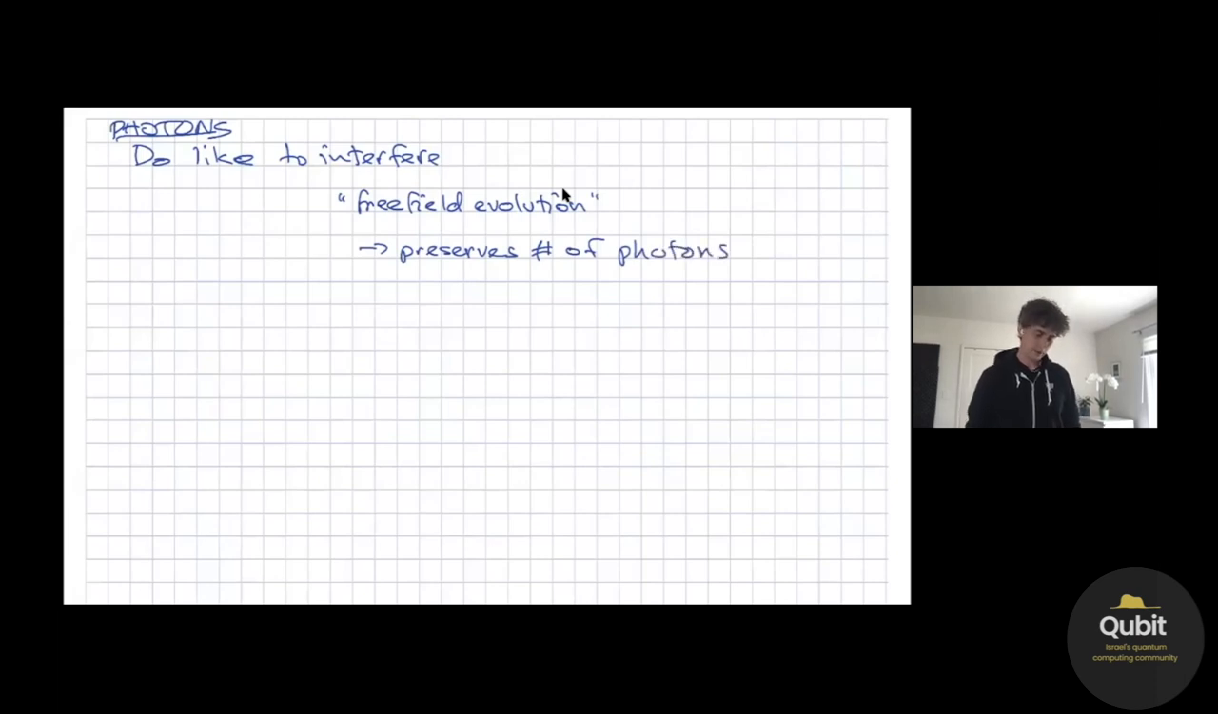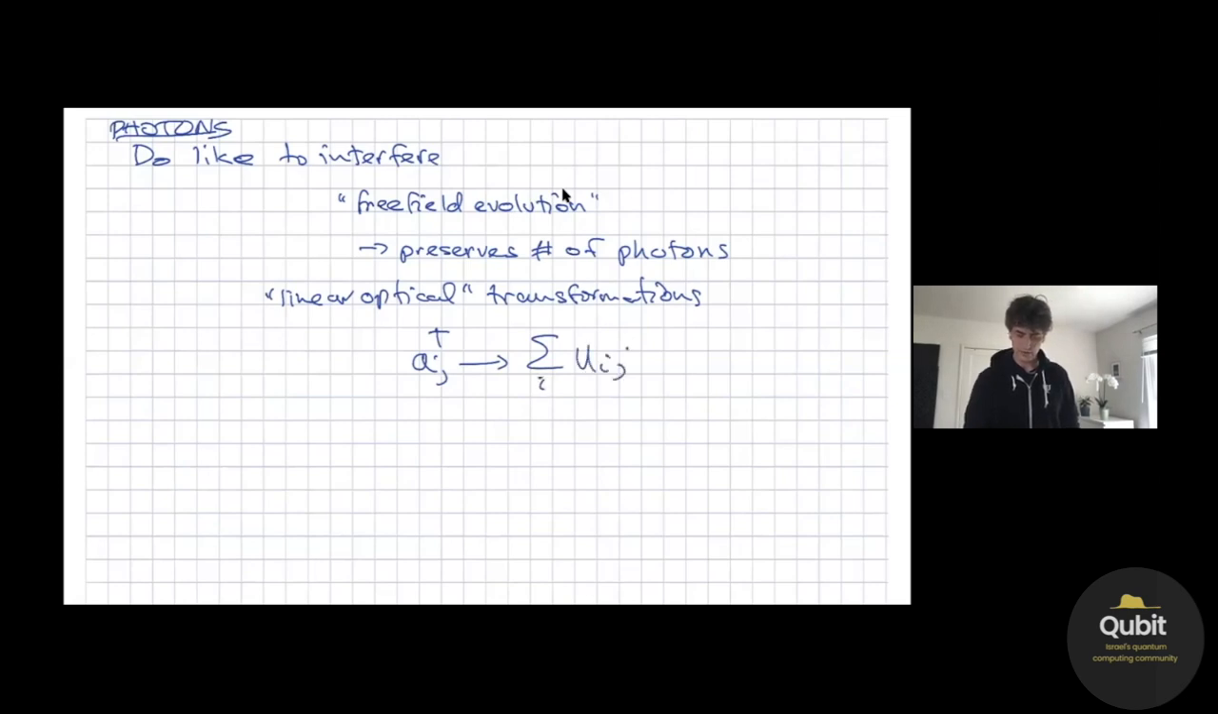And we call these linear optical transformations because mathematically it's just a linear operator, so a linear transformation where the creation operator for some mode j goes to the sum over i of U_ij a_i dagger, something like this. Okay. And this unitary is not the Hilbert space.